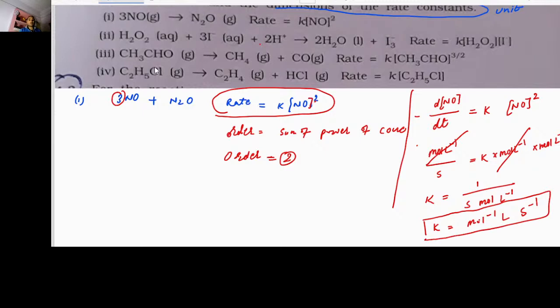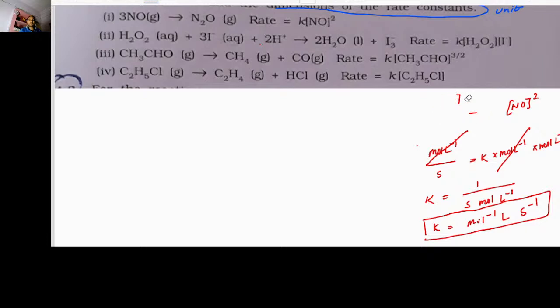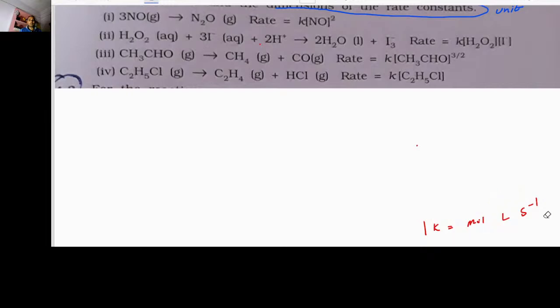Now we are going to the next one, question number 2. Let me first erase this one. H2O2 reacts with 3I minus in acidic medium, that is 2H plus, and gives 2H2O plus I3 minus. The rate depends on H2O2 and also on I minus.